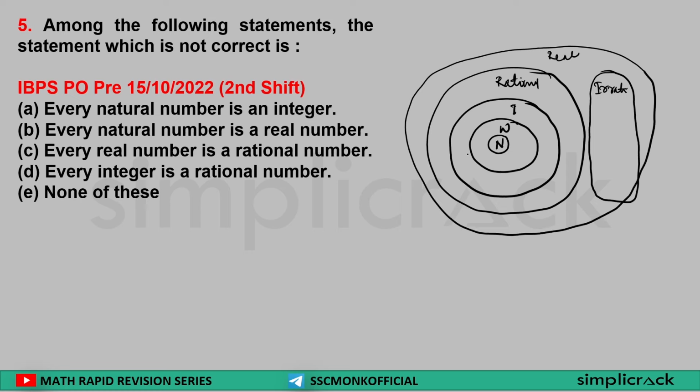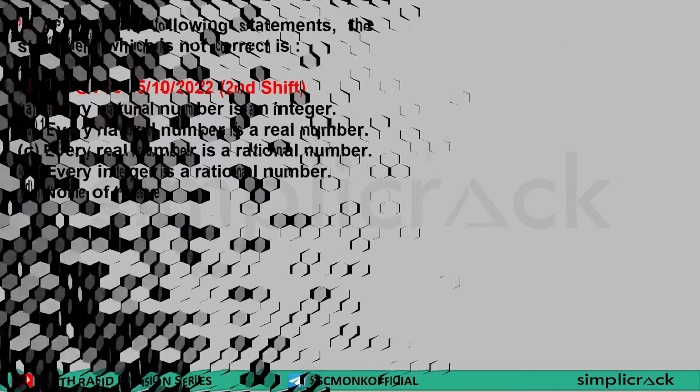Yes. Now see, all natural numbers are whole numbers, all natural numbers are integers, all natural numbers are rational numbers, all natural numbers are real numbers. Yes or no? Yes. So every natural number is an integer. True. Every natural number is a real number. True. Every real number is a rational number. Not true, because in real numbers, irrational numbers will also be there. So all the real numbers cannot be rational numbers. So this is not true. Every integer is a rational number. All integers are rational numbers. That means option C is the right answer, because it has asked which is not correct. Clear? Next.